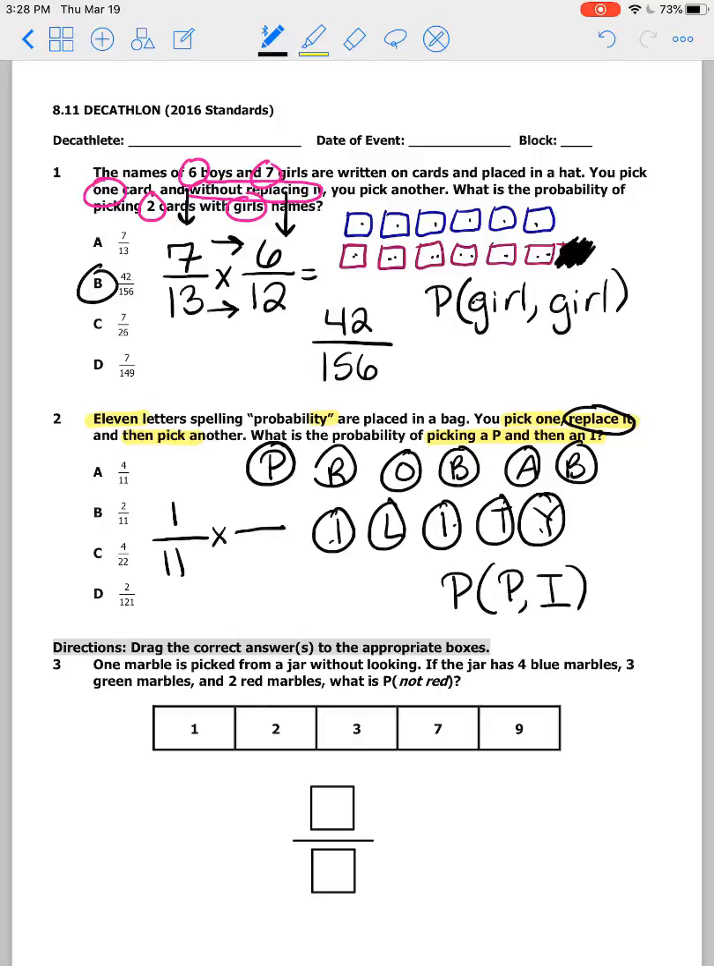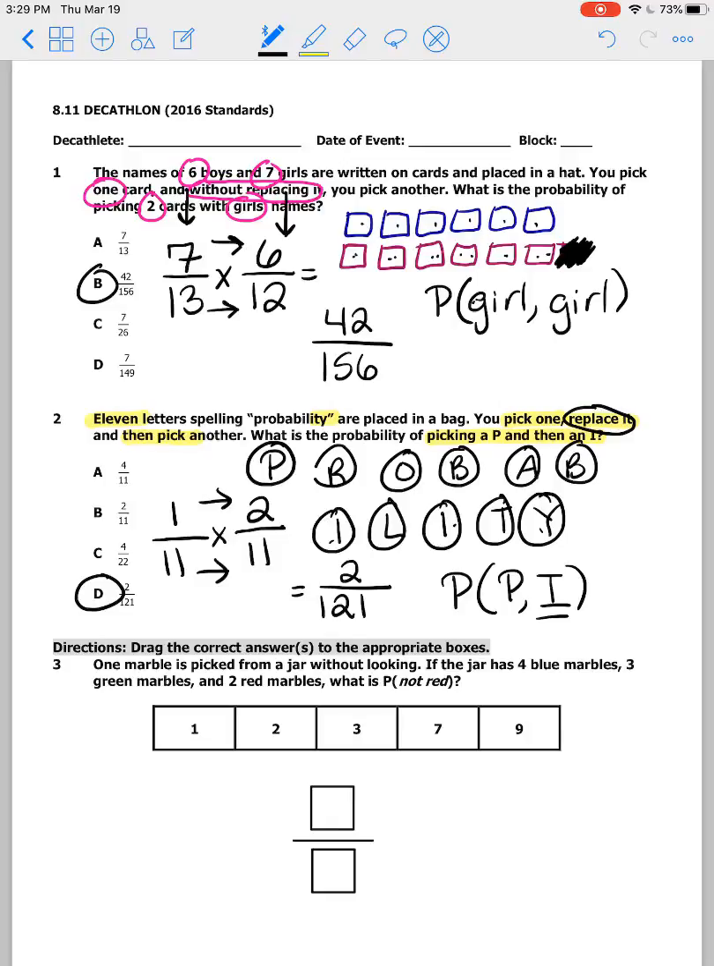This is an example of an independent situation because the probability of the second event doesn't depend on what happened in the first. So again, we are looking for the letter I now, and I see 2 of them out of 11 possible outcomes, and we multiply across the top and bottom. 1 times 2 is 2. 11 times 11 is 121, so that gives us D.